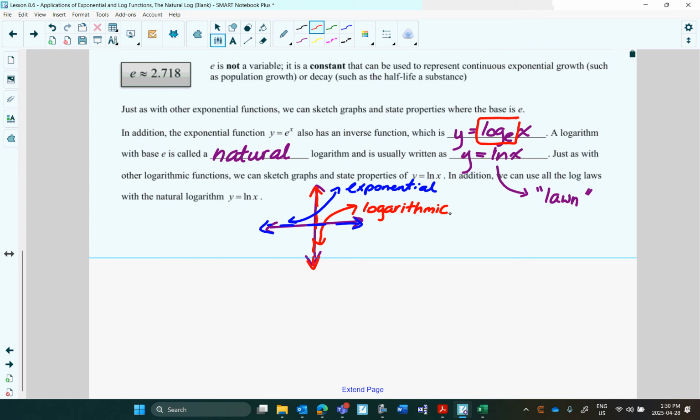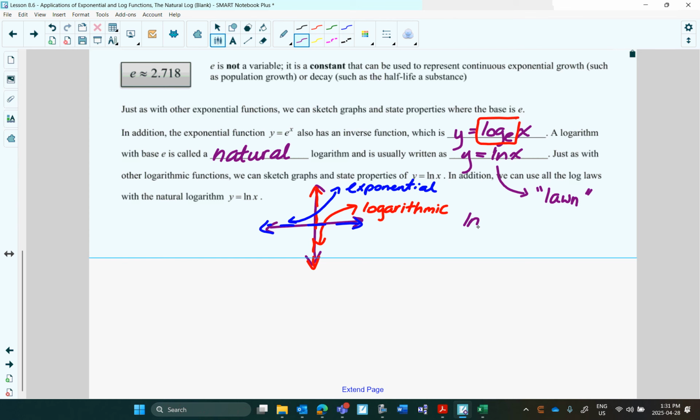And actually, you have a function on your graphing calculator. It should be below your log button. There's an ln button. Any scientific calculator, if you see ln, that's what we're going to use this time. But like I said, you can do log laws with these, because remember, ln is just a type of log.